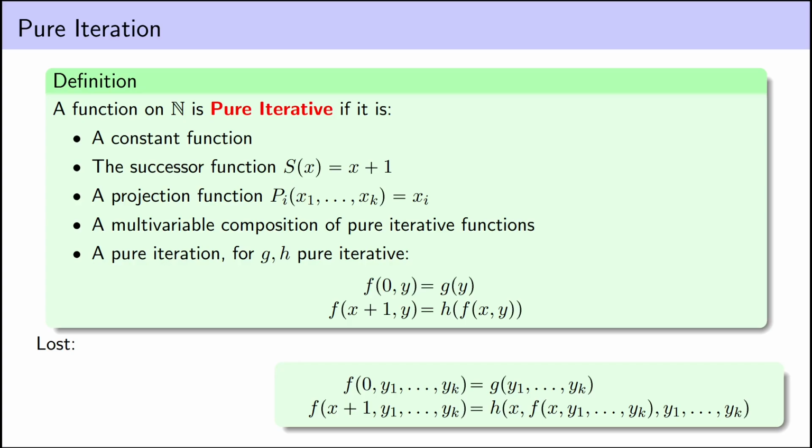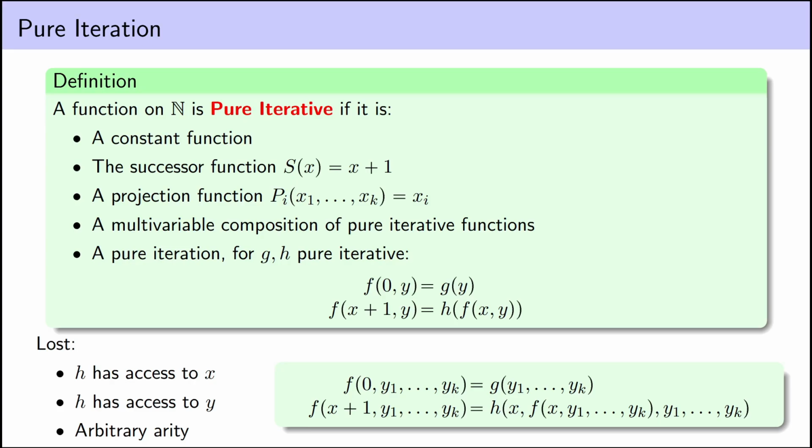I've written out the definition of primitive recursion here so that you can see all that we've lost in this definition. H no longer gets access to x. If we're thinking about this in terms of for loops, this is like not having access to the index variable i. H also doesn't get direct access to y. The only time we're allowed to access the other input to the function is in the base case, where the first argument is 0. And I've also removed the ability to have lots of variables as input to our pure iterations, lots of different y's.